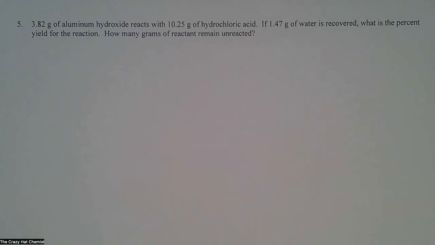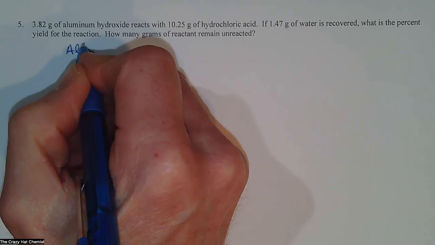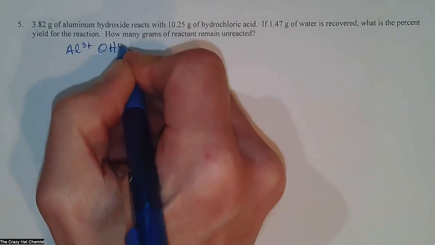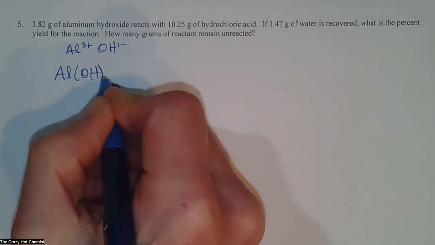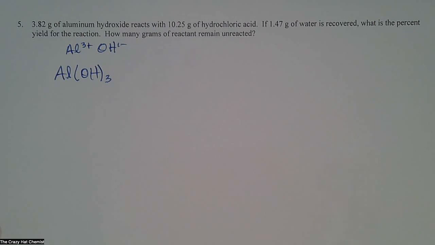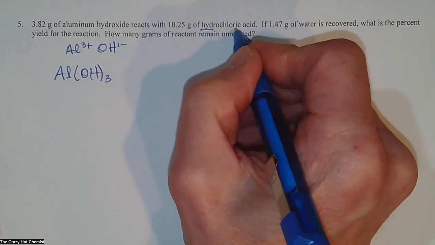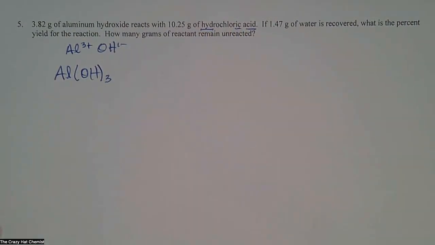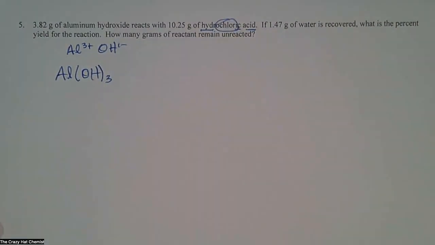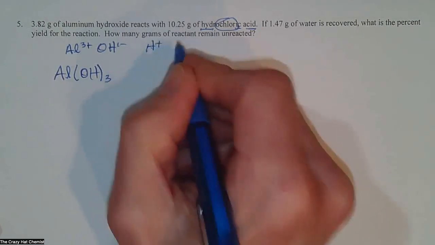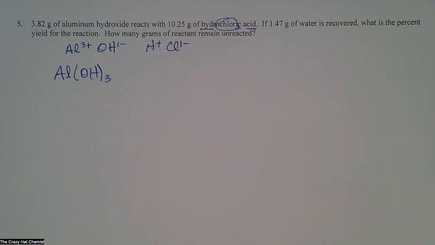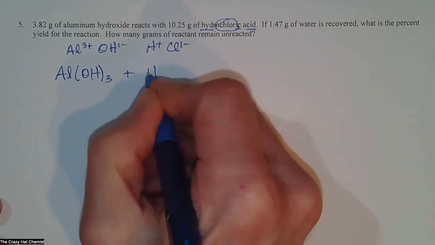So we first need to get the aluminum hydroxide and the hydrochloric acid. So aluminum is a 3+, hydroxide is a 1-. So that is aluminum hydroxide, like this, okay? And then hydrochloric acid. So when it says hydro-ic acid, that is a binary nonmetal acid. Chlorine is the binary nonmetal, if you will. So that is hydrogen and a chloride like that, okay? And that would be HCl.